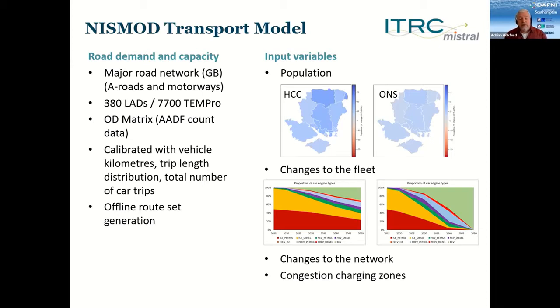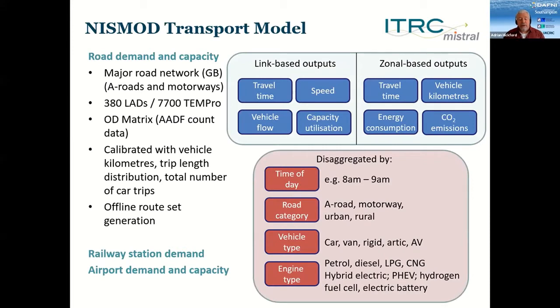So for a given socio-demographic scenario, the model predicts a range of metrics, including travel times, energy use, vehicle kilometres and emissions. And these metrics are disaggregated in different ways, by time of day, for example, by road type and vehicle type. And the outputs are spatially disaggregated at the local authority district level. We also have models for railway station and airport demand, but today I'll be looking solely at the road model. So I want to give you a flavour of the model's capabilities.